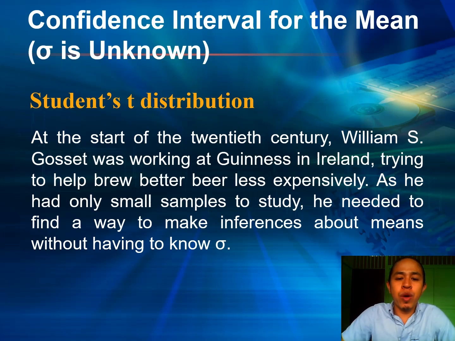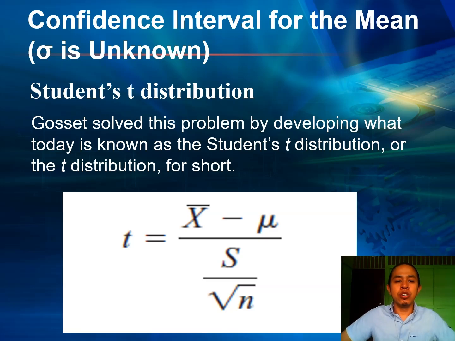At the start of the 20th century, William S. Gosset was working at Guinness in Ireland, trying to help brew better beer less expensively. As he had only small samples to study, he needed to find a way to make inferences about means without having to know the population standard deviation. So Gosset solved this problem by developing what today is known as the Student's T distribution, or the T distribution for short.